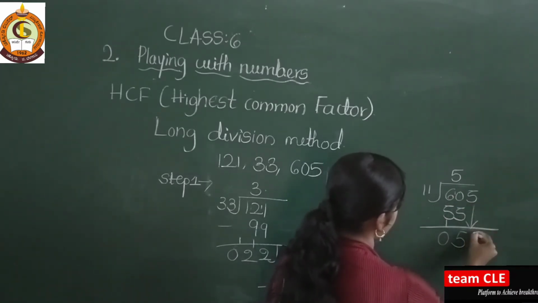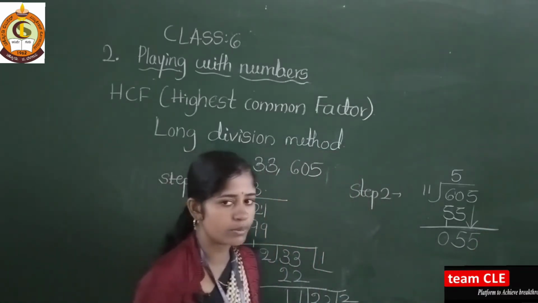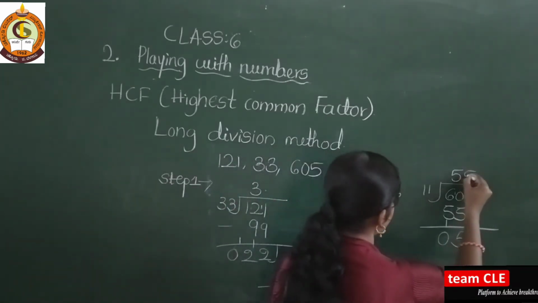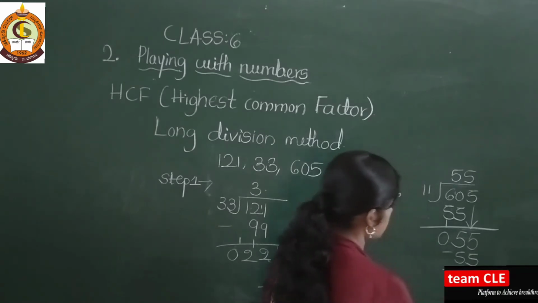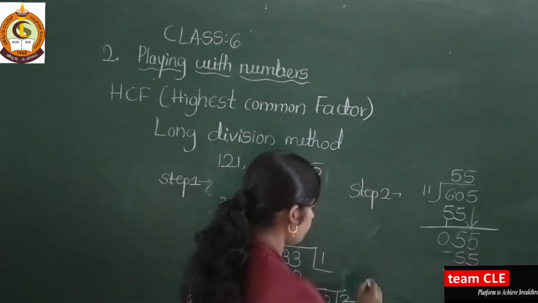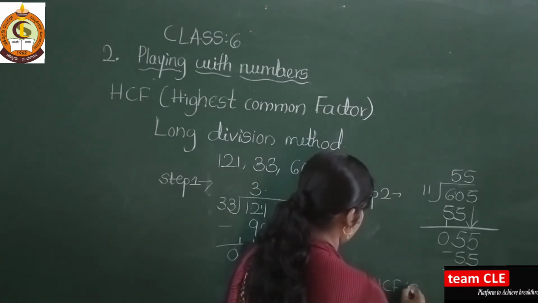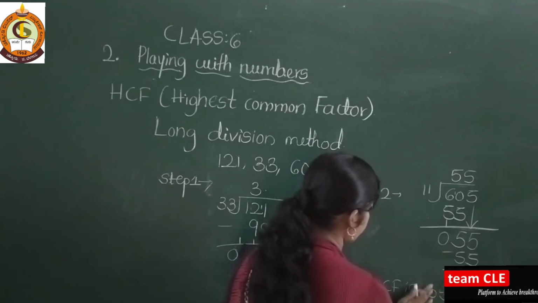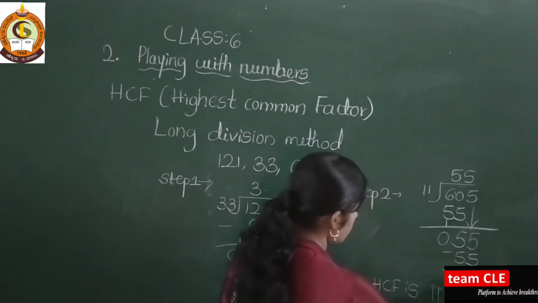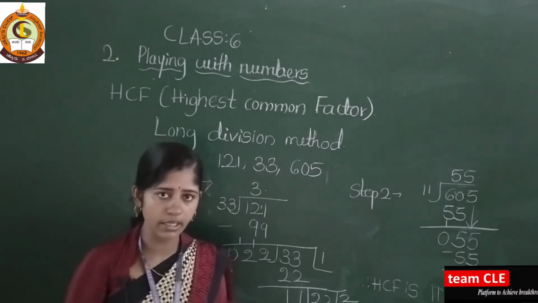Again you need to take this 5 down. Then tell me here, 11 how much is 55? 11 5s are 55. 5 minus 5 is 0. Again 5 minus 5 is 0. Therefore, HCF is 55. No, HCF is 11, not 55. The HCF is 11. So in this way you need to solve the example.